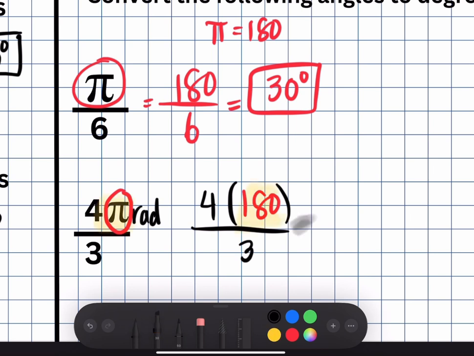And now I just multiply. I'm going to get 720. And if I divide that by 3, I get 240 degrees.